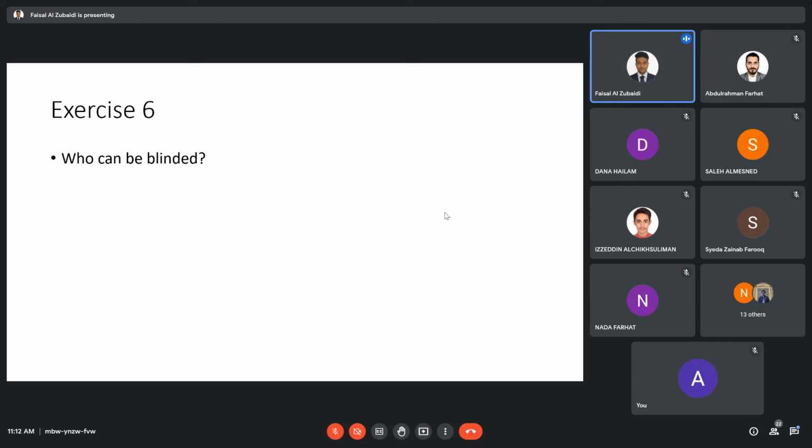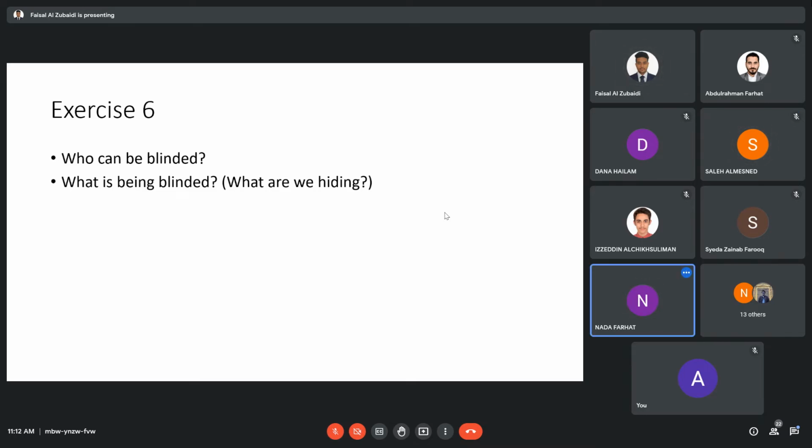So if we say the patient, how can we blind the patient, or what can we hide from them? When giving them the placebo, this means blinding them. So you mean they don't know whether they are taking the medication or the placebo? Yes. Okay, and this was explained comprehensively by Dr. Farhat in the previous slide. What about if we are going to blind the assessor, the one who obtains the data from the patient while we are following them up?